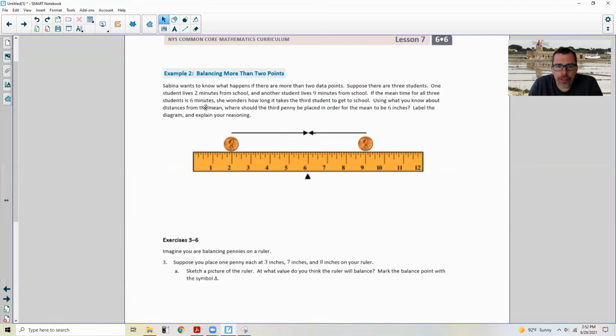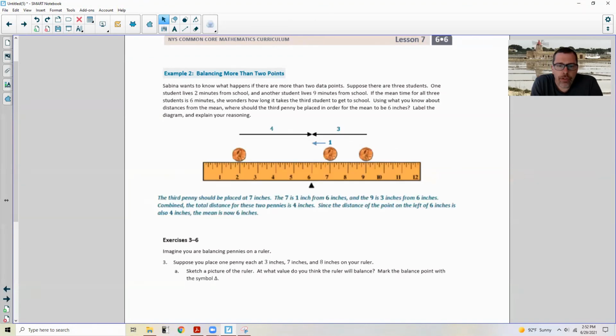Using what you know about the distances from the mean, where should the third penny be placed in order for the mean to be 6 inches? Label the diagram and explain your reasoning. Okay, so here's the diagram. The penny on the left was at 2, and it was 4 inches from 6. The penny on the right was at 9, which is only 3 inches from 6. So in order for them to all average out to 6, this other penny had to be at 7, which is 1 inch from 6.